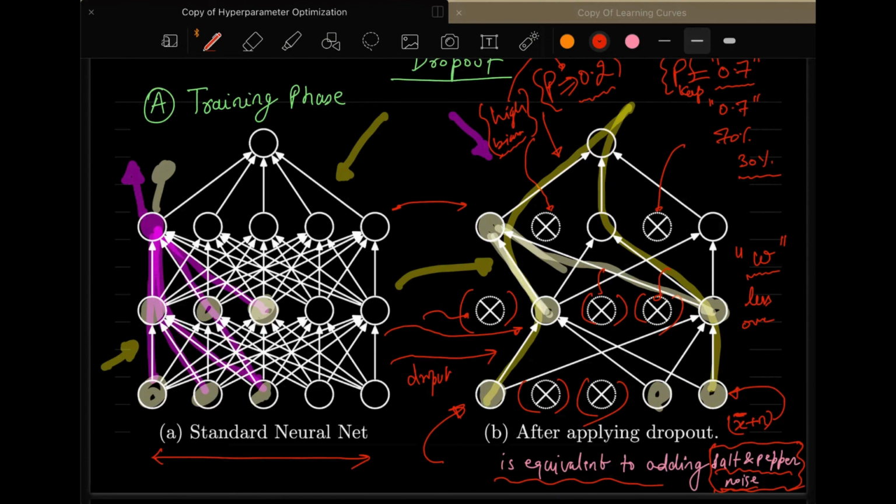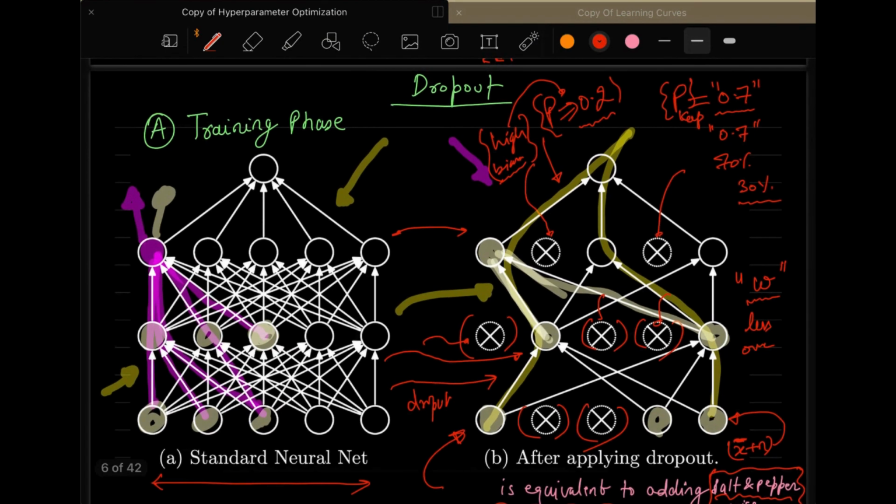This is actually regarding the training phase of the dropout. During the training phase, you drop out some of the neurons to make the neural network less complex. Compared to the earlier case when there is no dropout, it is a very simple model.